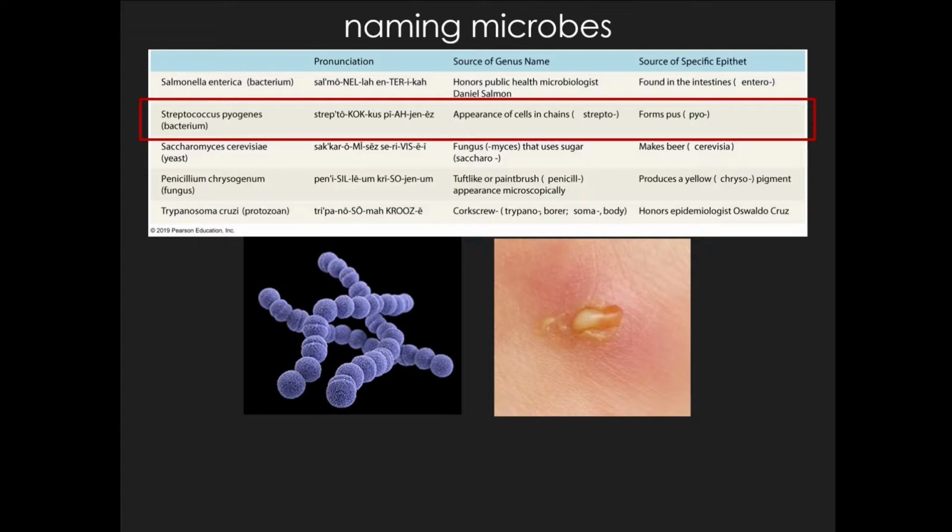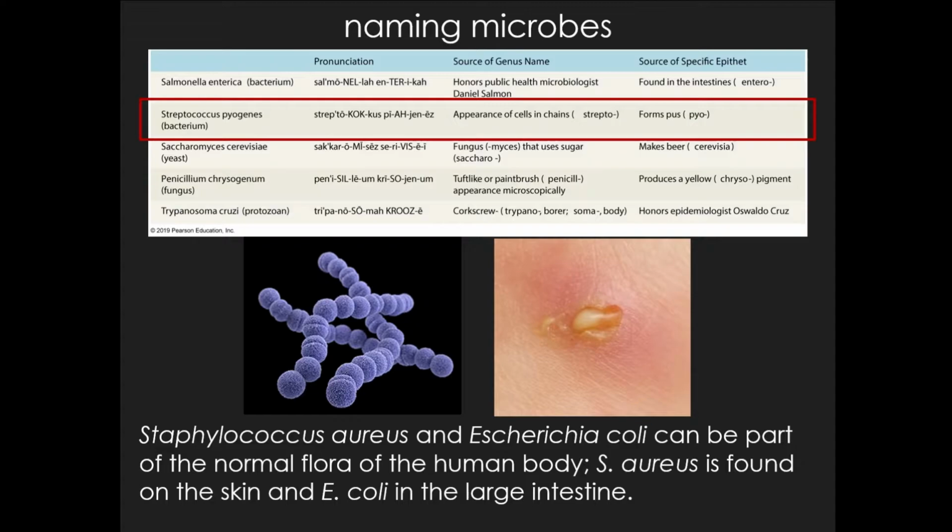So no common names, but we do abbreviate scientific names much like we do in any other aspect of biology. If we want to look at an example of that, take this statement at the bottom of your screen. Staphylococcus aureus and Escherichia coli can be part of the normal flora of the human body. S. aureus is found on the skin and E. coli in the large intestine.